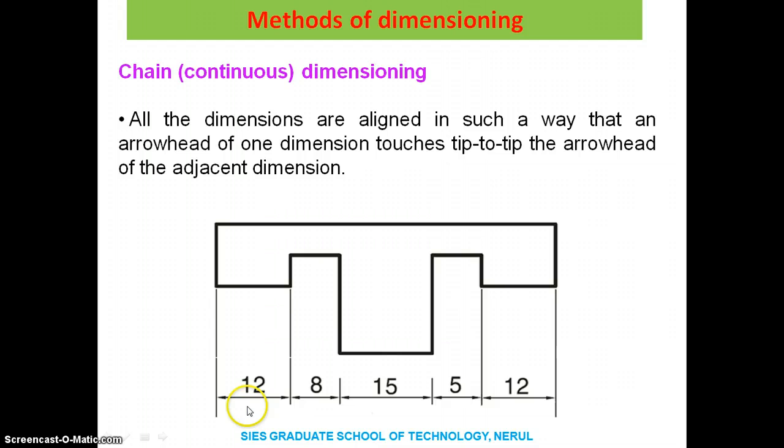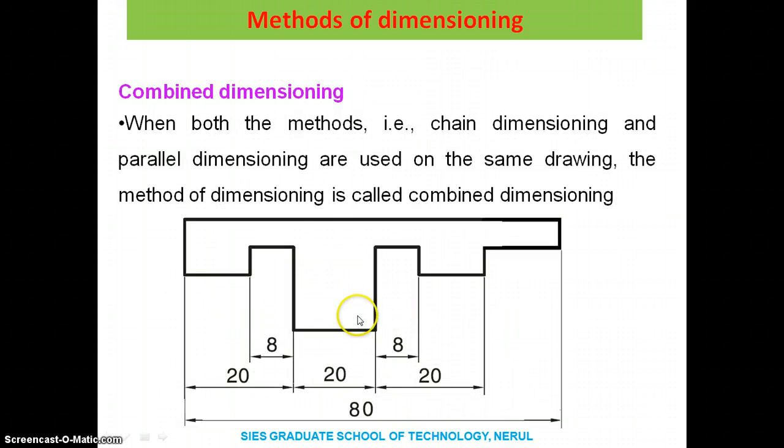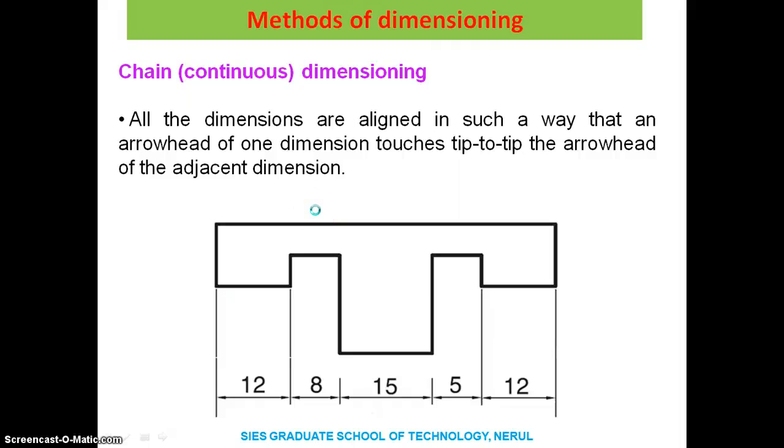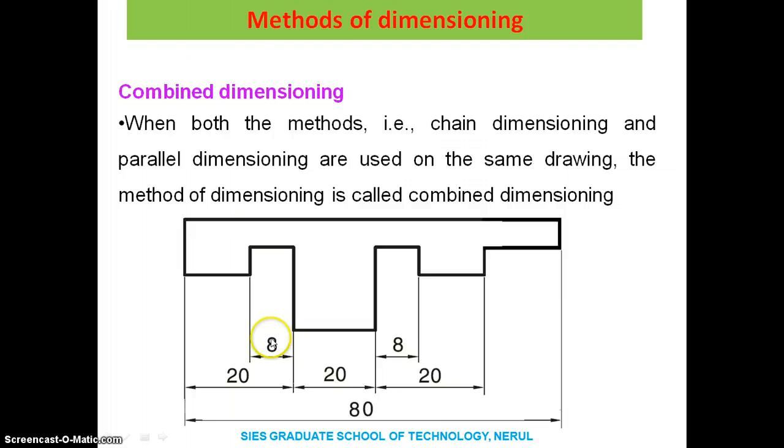Chain dimensioning. In chain dimensioning, all the dimensions are aligned such that the arrowhead of one dimension touches tip to tip the arrowhead of adjacent dimension, like this. In the third method of dimensioning, we follow both progressive dimensioning as well as chain dimensioning. Here, as per the requirement, we will either use progressive dimensioning or chain dimensioning. As you can see here, for this dimension 20, this dimension 20 and this dimension 20, chain method of dimensioning is followed, whereas for this 8 and for this 8, progressive method is followed.